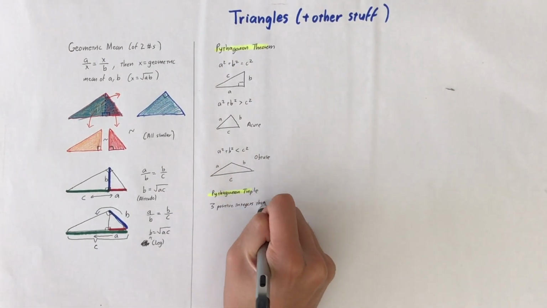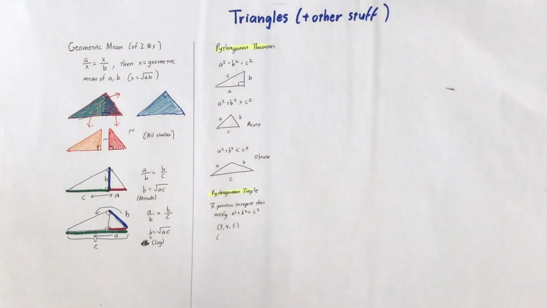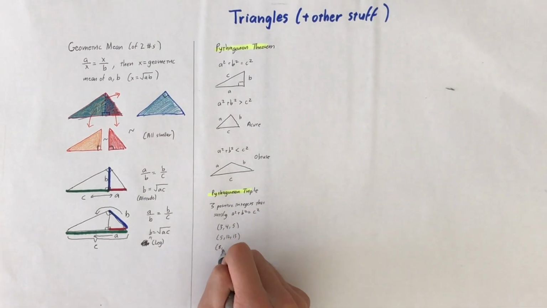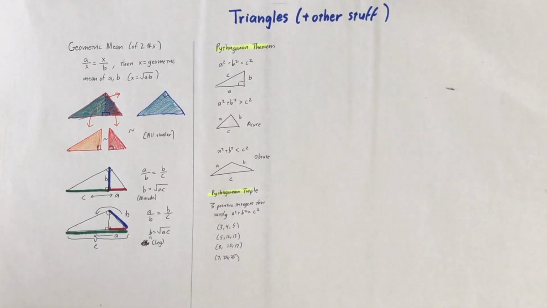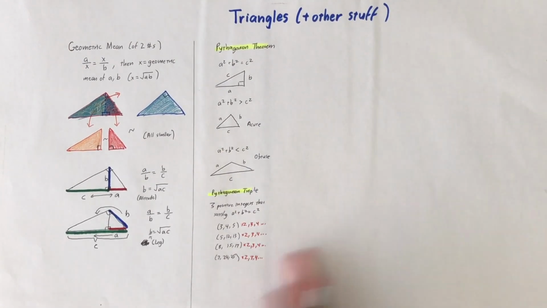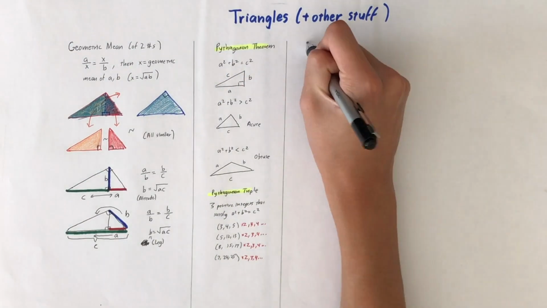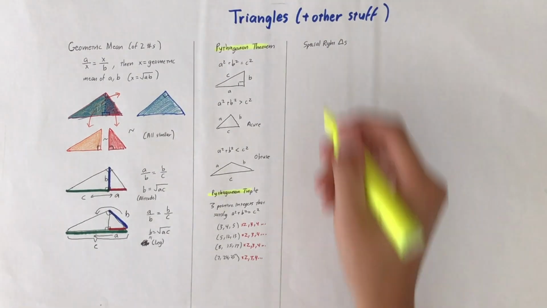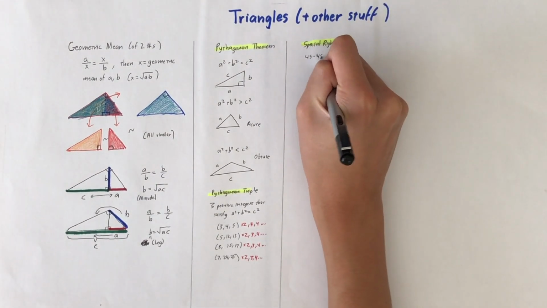A Pythagorean triple is three positive integers that satisfy the Pythagorean Theorem, such as 3, 4, 5 or 5, 12, 13, etc. Furthermore, multiples of the Pythagorean triples are also Pythagorean triples, so you can multiply the triples by any number. Next, we learned about special right triangles, so these include 45-45-90 right triangles and 30-60-90 right triangles.